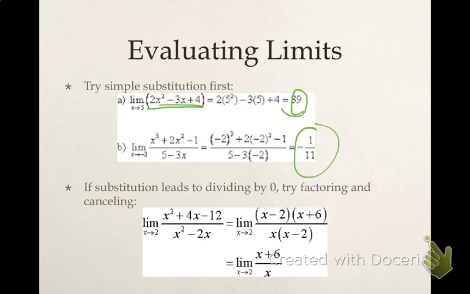However, if substitution leads to dividing by 0, so for example, this one we would have 4 minus 4, and we can't divide by 0, we'll need to factor out and cancel. So the numerator and the denominator factored give us a matching pair of factors, which leaves us with x plus 6 over x, which we can evaluate. 2 plus 6, so I'm pulling the 2 in from here, over 2 equals 8 over 2, which is 4.